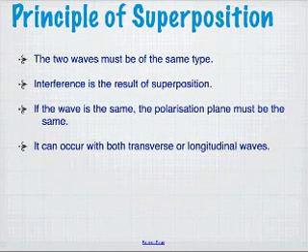Interference is the result of superposition, so an interference pattern can be created due to superposition. If the wave is the same, the polarization plane must be the same as well. If they are transverse waves, which polarization only happens with transverse waves, it must be up and down. Superposition can occur with both transverse or longitudinal waves.